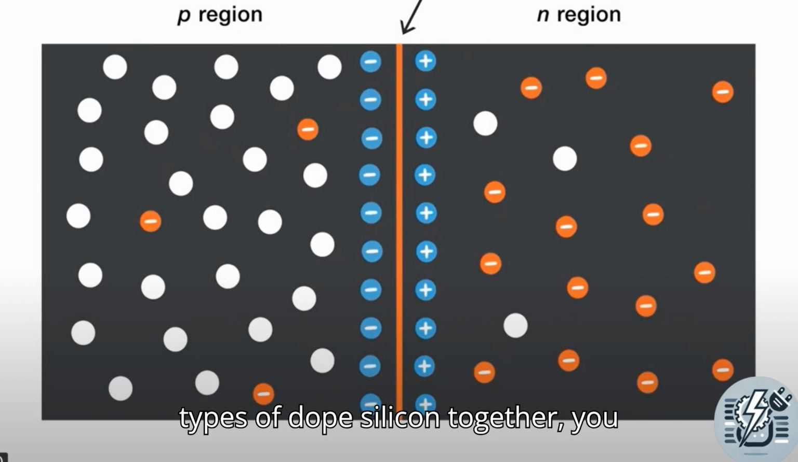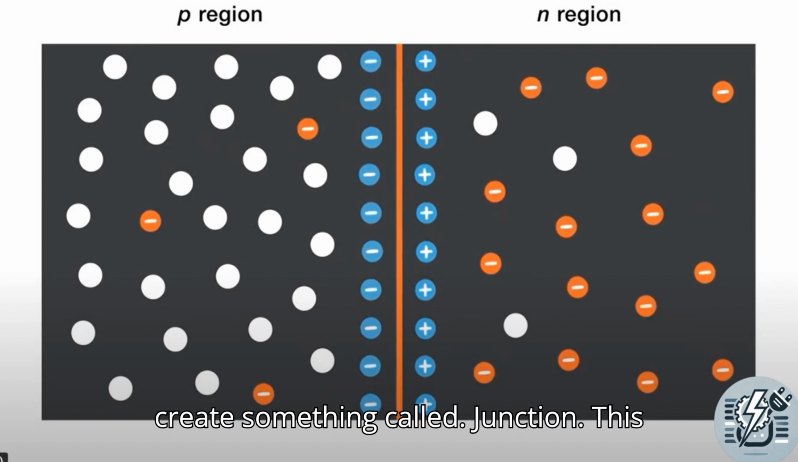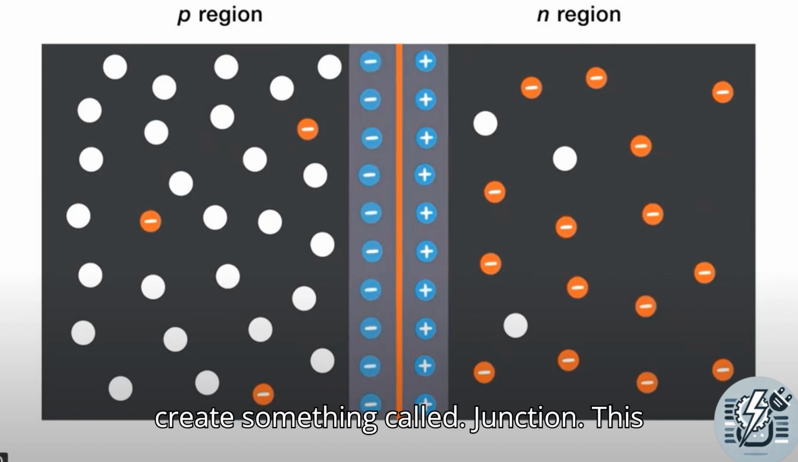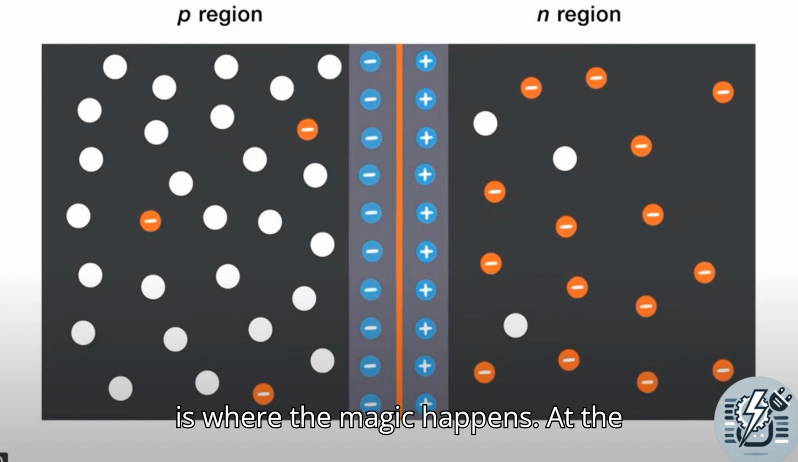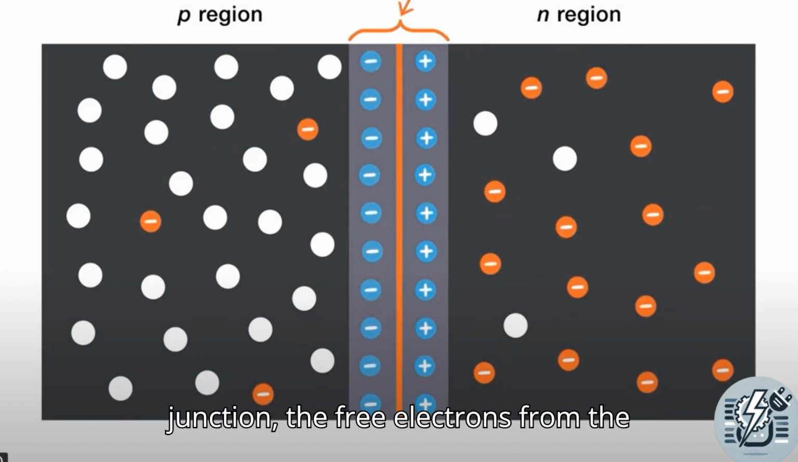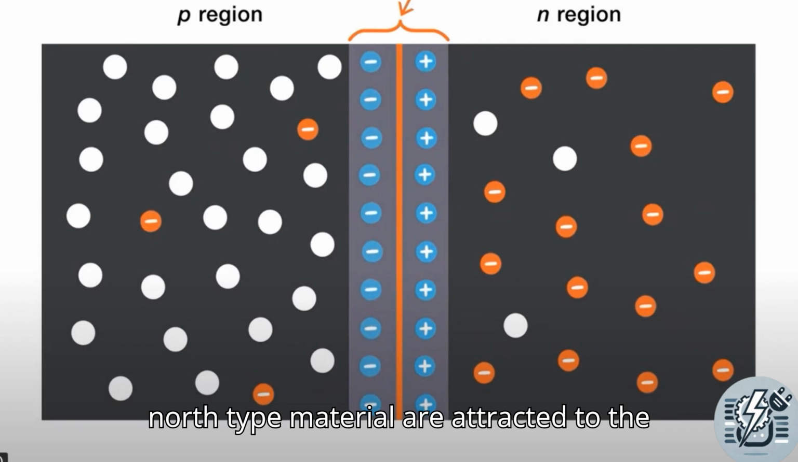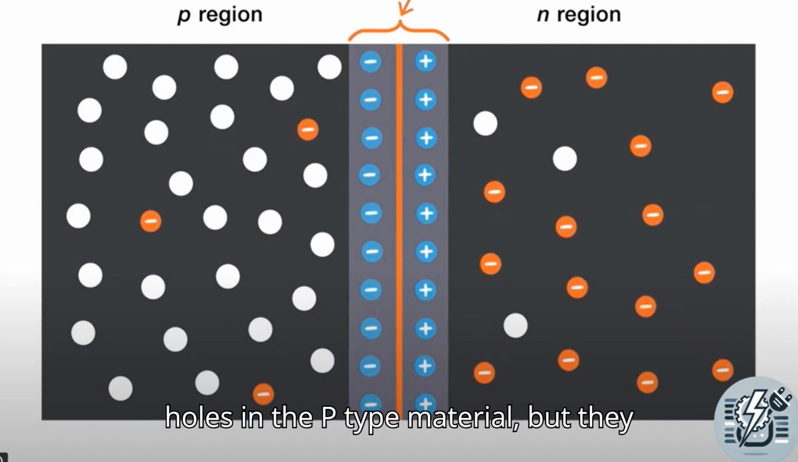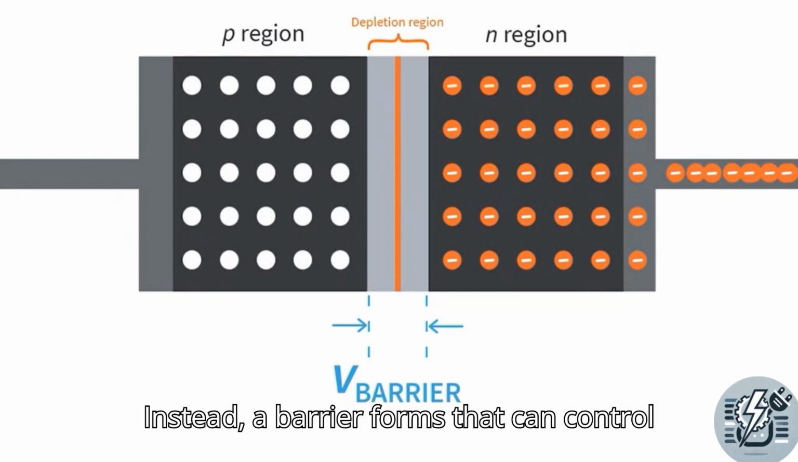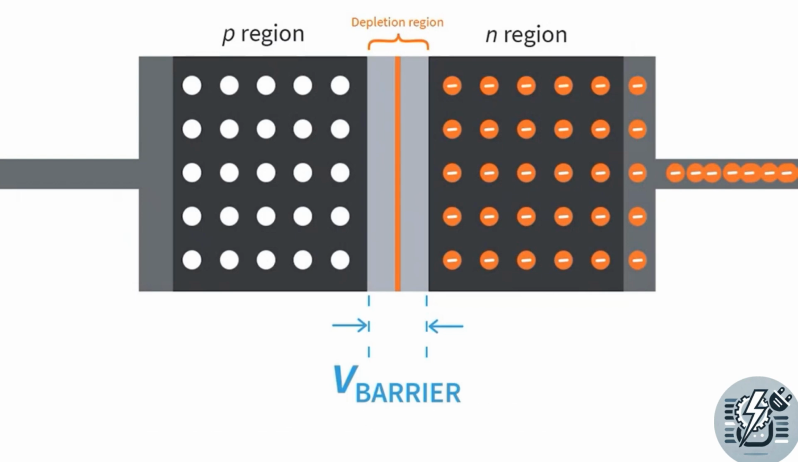When you put these two types of doped silicon together, you create something called a p-n junction. This is where the magic happens. At the junction, the free electrons from the N-type material are attracted to the holes in the P-type material, but they don't just rush in. Instead, a barrier forms that can control whether electricity flows or not.